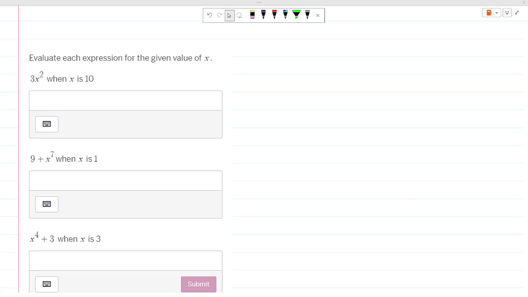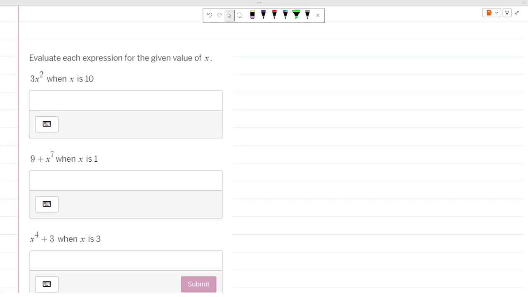This is Dr. Hoppold, and I'm going to help you with this problem. It says evaluate each expression for the given value of x. The first expression is 3x squared, or 3 times x to the second power, when x is 10.